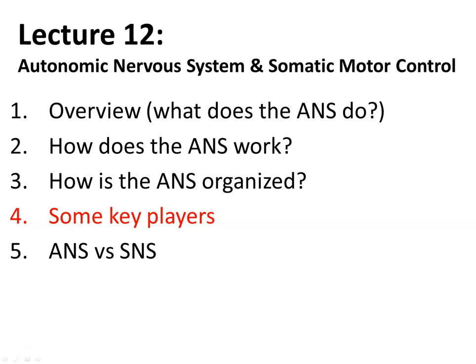Okay, so in lecture 4, we're going to talk about now these key players of how we can have parasympathetic and sympathetic nervous system both upregulating and downregulating specific organs. All right, let's talk about the mechanism of how we get all these different cellular responses. So we're going to label this drawing autonomic nervous system mechanism.